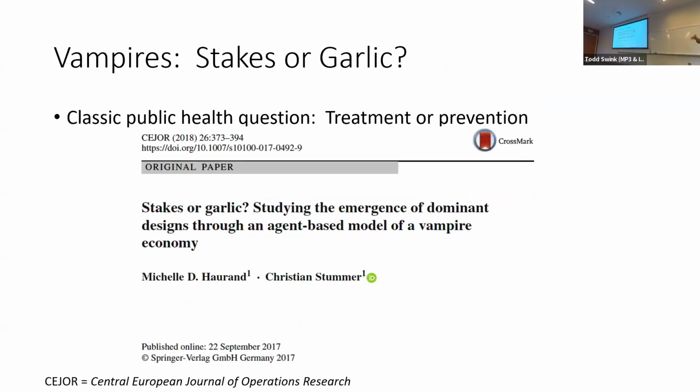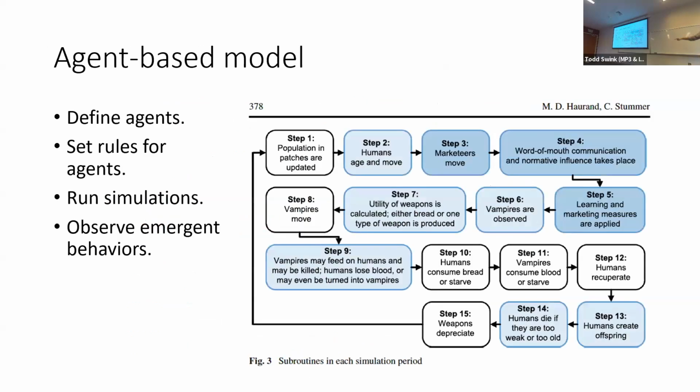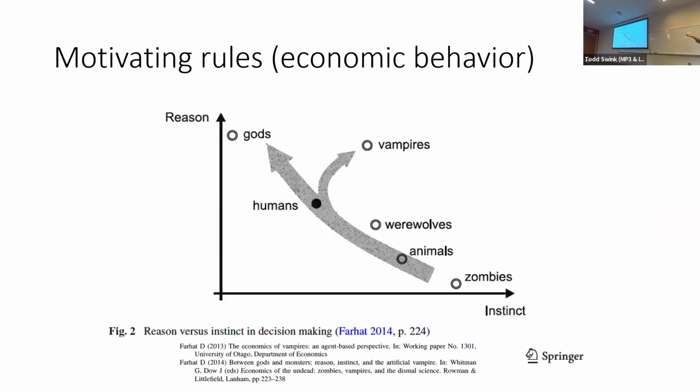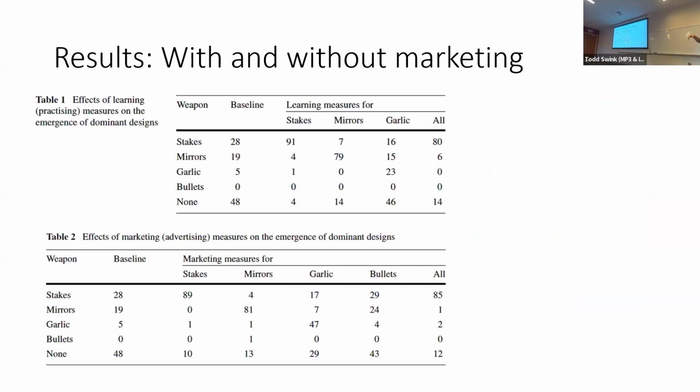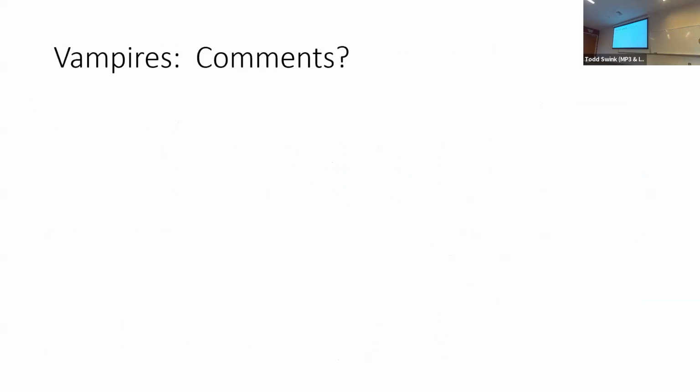There was also mathematical modeling of various... where you should use mirrors or silver bullets or what works best. They built an agent-based model of people interacting with different weapons, and they observed the emergent behaviors. They talked about instinct versus reason. And it was a marketing journal, so without marketing, stakes worked really well, but with marketing, you actually add in some of the other effectiveness, and people can say how well they work on it. So there's a rich vampire lore, including marketing.